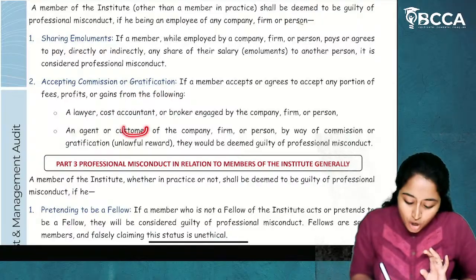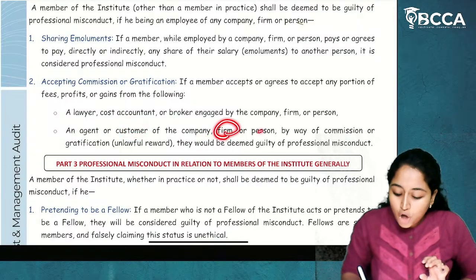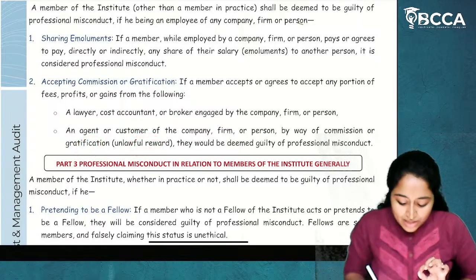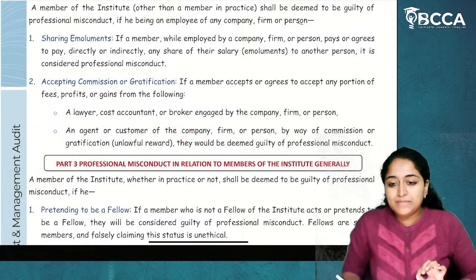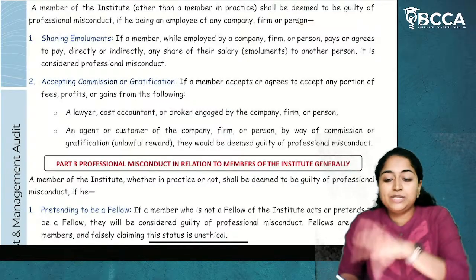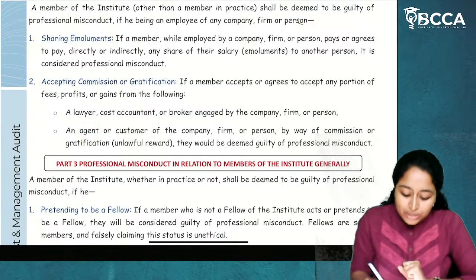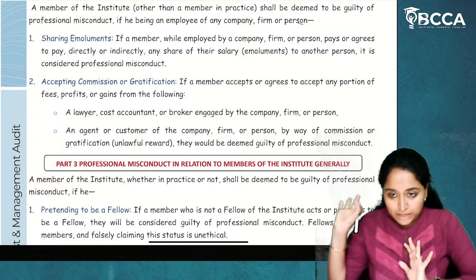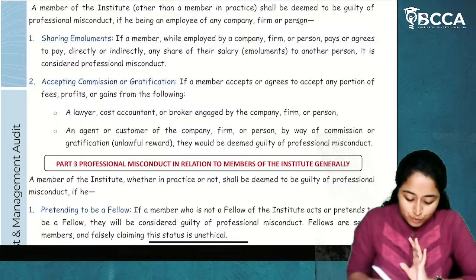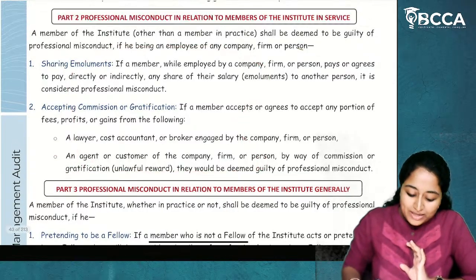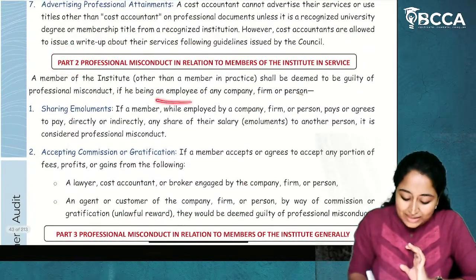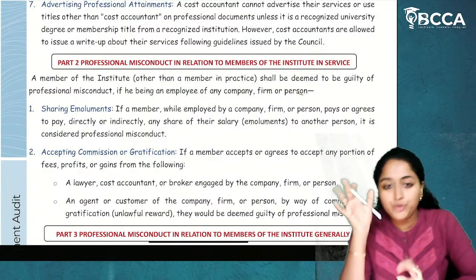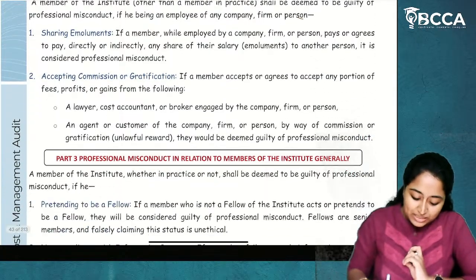An agent or customer of a company, firm or person, by way of commission or gratification as an unlawful reward, they would be deemed guilty of professional misconduct. You can't take any commission or gratification from an agent or a customer of a company, firm or person in which you are working. Other than that, you can do so. So these are the 2 points which are there in part 2, if you are acting as an employee of a company and you are a member of institute, you are working in service. I hope it's clear.